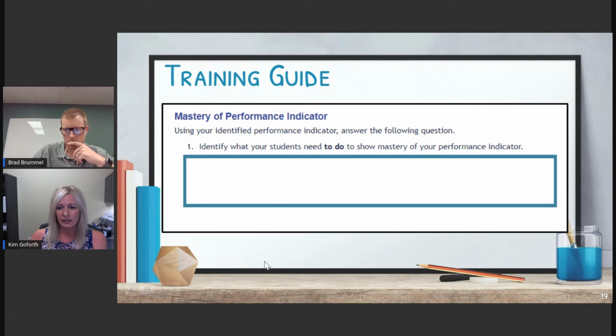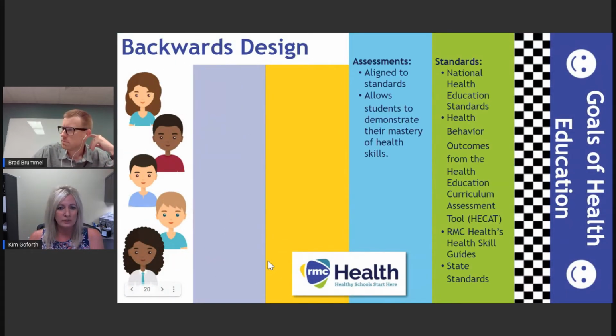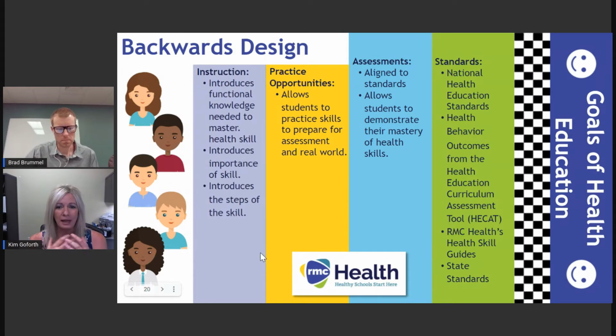And then here's our friendly visual again of backwards design. So we have just chunked through the goals, our standards and performance indicators. We've talked a little bit about the to-dos for your assessment. And now we're going to get into the grit of, as a teacher, how do I plan some instruction and practice opportunities for my students to show this mastery of standard 3.